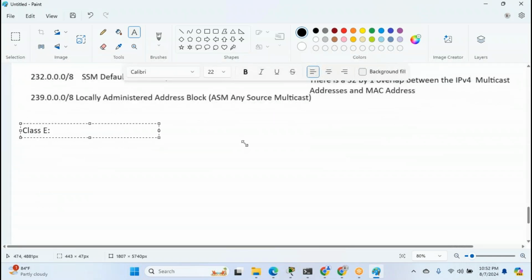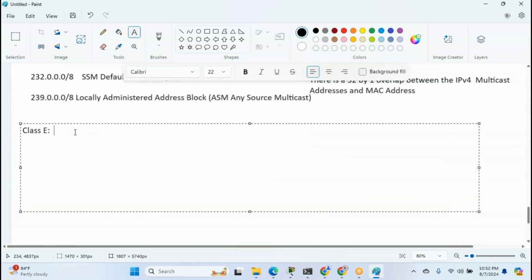Right, sir. So class E is 240 to 255. If the first octet value is 240, we say 4 bits are fixed to 1 and 4 bits are 0. If we keep 4 bits fixed to 1 and we make the rest of the 4 bits 1, it is 255.